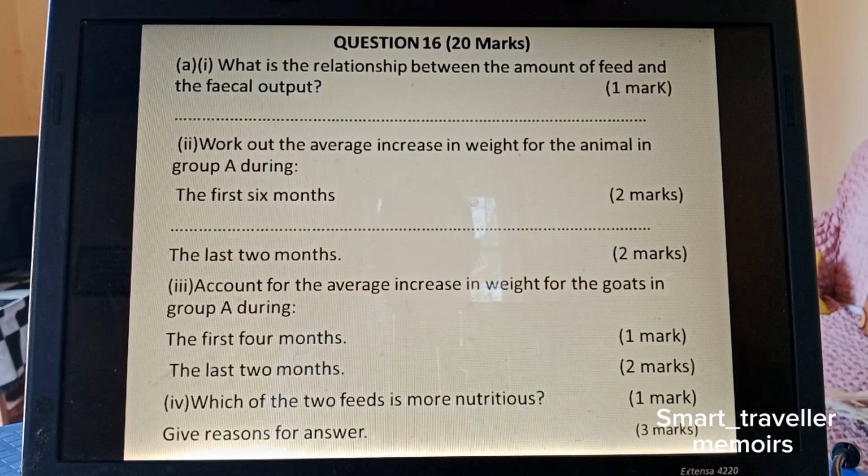The last 2 months. Account for the average increase in weight for the goats in group A during the first 4 months. The last 2 months. Which of the feeds is more nutritious? Give reasons for your answer.